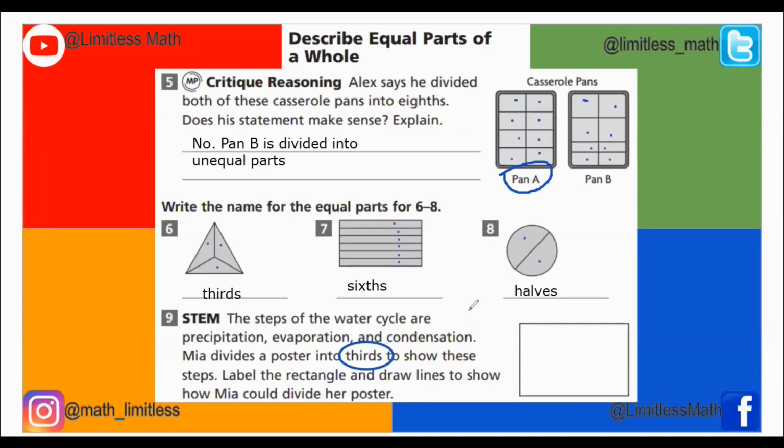3 equal parts. So I'm going to do my best to draw some lines to split this poster into 3 equal parts as best as I can. Now, my divisions might not be perfect, but you understand that we are trying to make those 3 sections equal. Okay, it almost looks like a science fair board now. And we would label her poster for the 3 parts of the water cycle that Mia is studying. So we're going to put a P for precipitation, E for evaporation, and C for condensation. And that would be Mia's board.